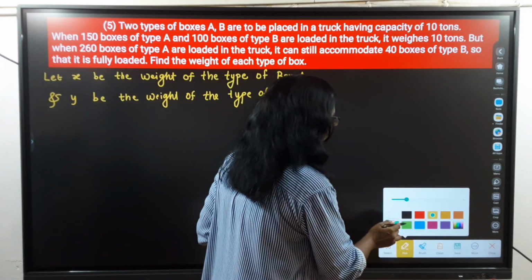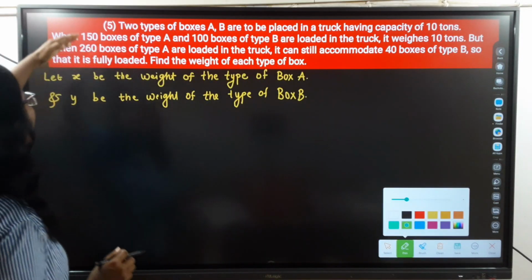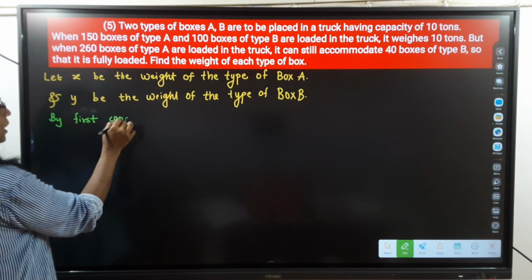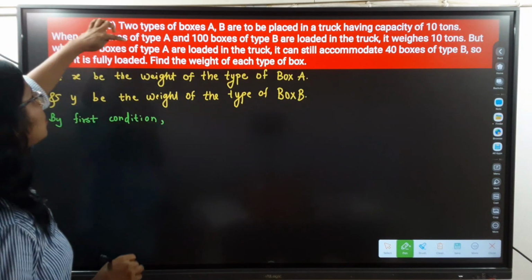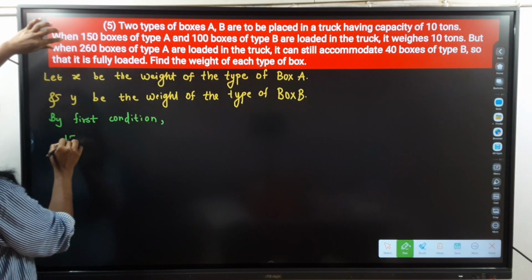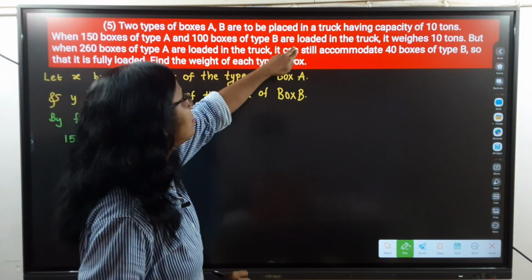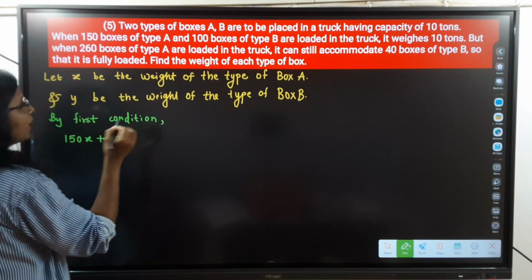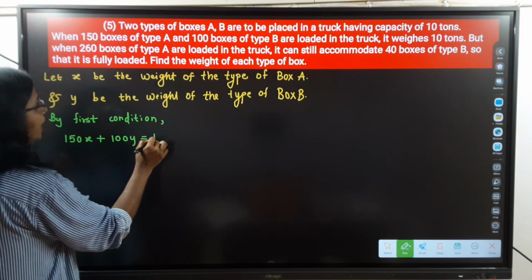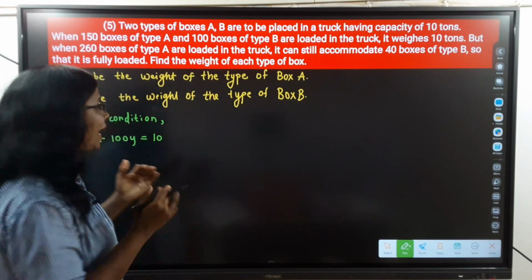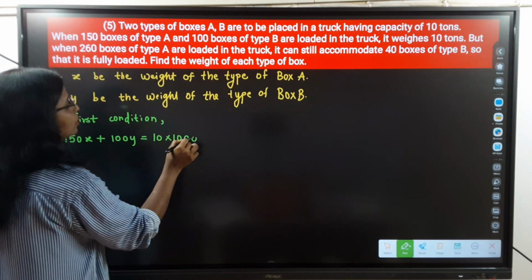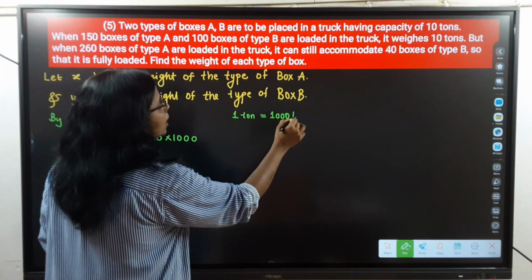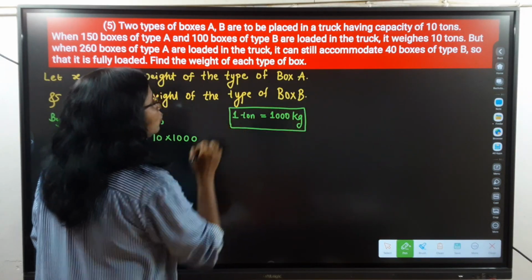Then as per the given condition, when 150 boxes of type A, so here I say by first condition, 150 boxes of type A, that means weight will be 150x, and 100 boxes of type B are loaded in the truck, it weighs 10 tons. And means addition, weight of 100 boxes will be 100y, and that will be 10 ton. So here 1 ton is equal to 1000 kilogram, and that's why 10 ton is equal to 10,000 kilogram.